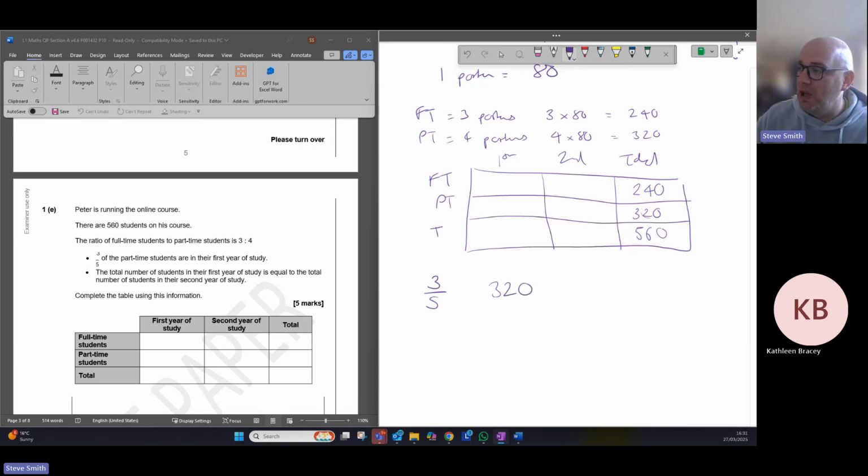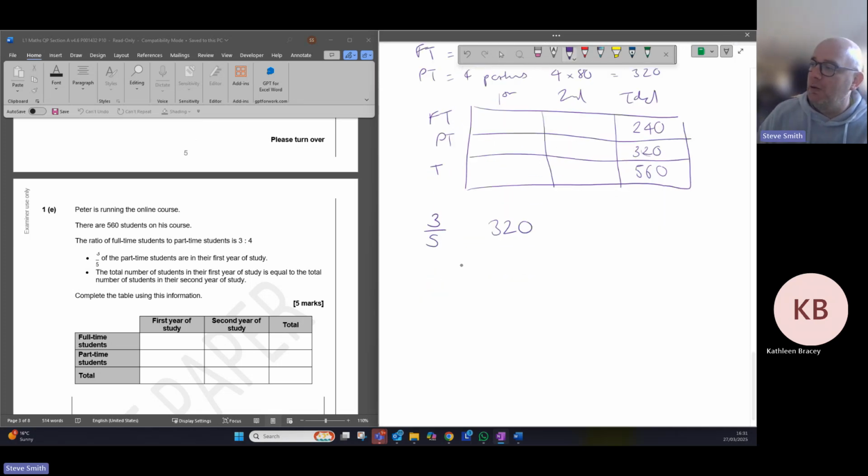So again, that might seem scary, but if we think about fifths, that means dividing a number by 5. We need to split it up into 5 equal pieces for 1/5, and we need 3, so once we've found 1/5, we just times it by 3. So 5 into 3 doesn't go. 5 into 32: 5, 10, 15, 20, 25, 30, 6 times, and I've got 2 left over. 5 into 20 goes 4 times. So I know that 1/5 is 64.